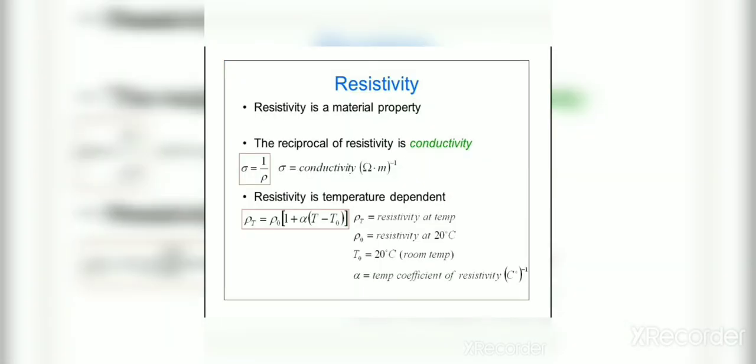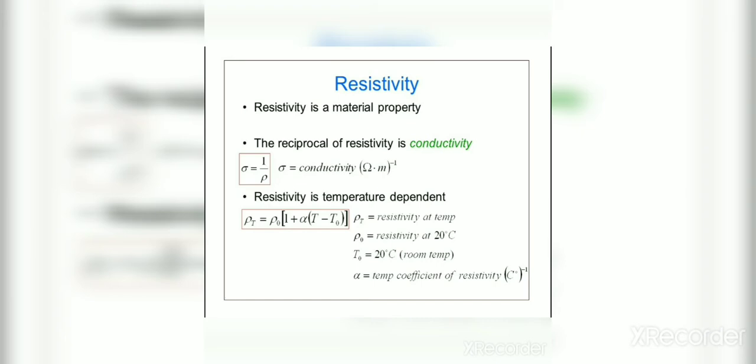Coming to resistivity, we have studied that resistivity is a material property and the reciprocal of resistivity is conductivity, sigma, which is equivalent to 1 by rho. Now, we are going to discuss the resistivity of materials at a particular temperature, rho of T.